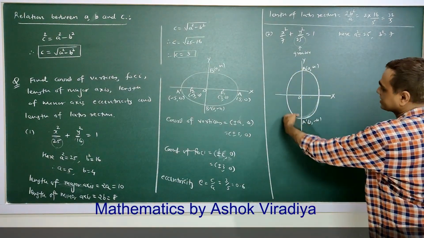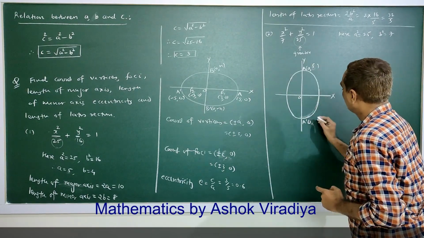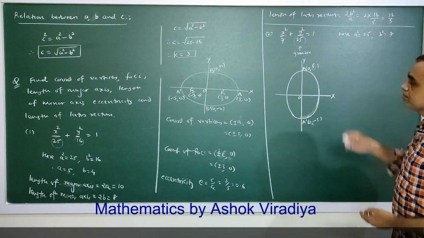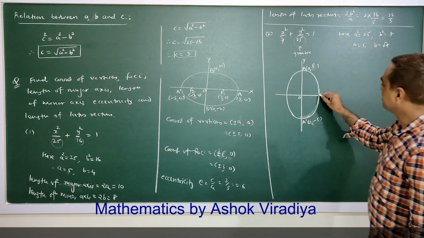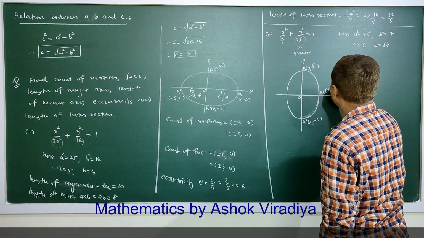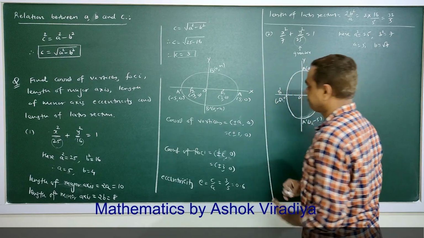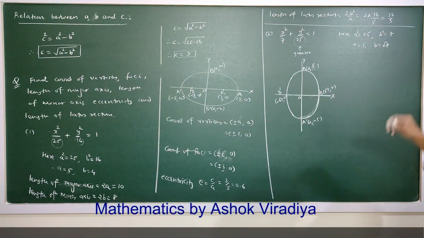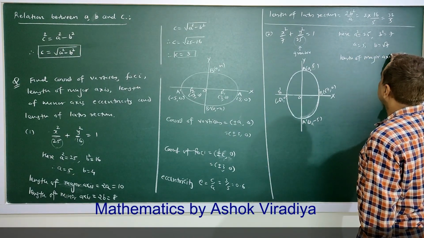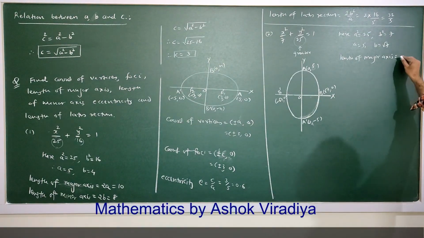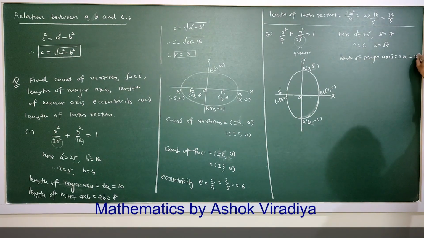The major axis is along the y-axis. So the vertices (0, a) and (0, minus a) will be (0, 5) and (0, minus 5), because a is 5 and b is root 7. This point will be (root 7, 0), and this point will be (minus root 7, 0). So here, the length of the major axis, we always take as 2 times a, that is 10.